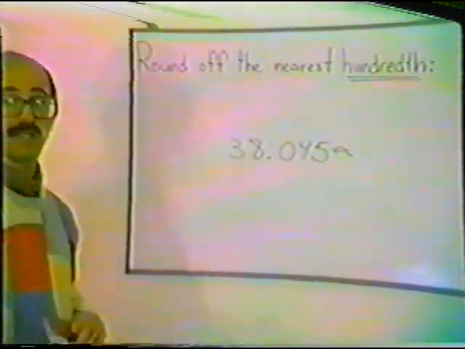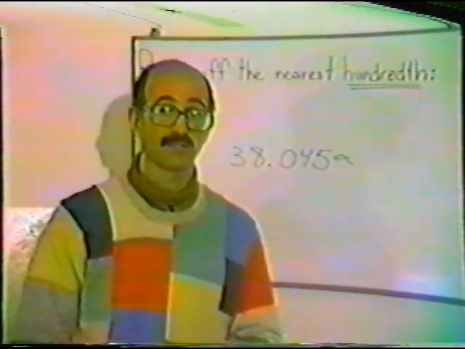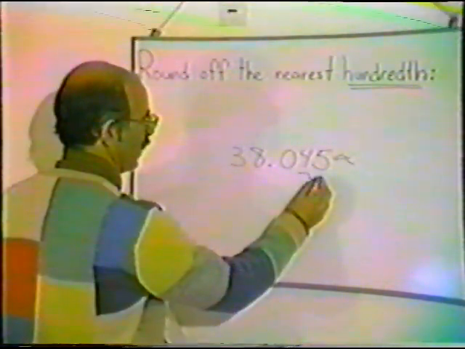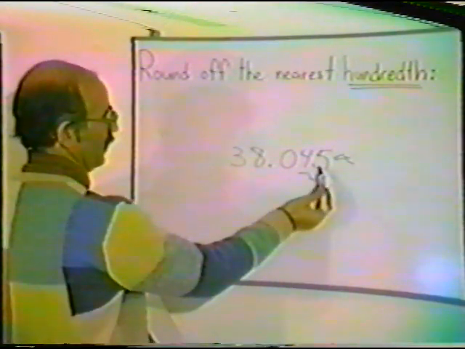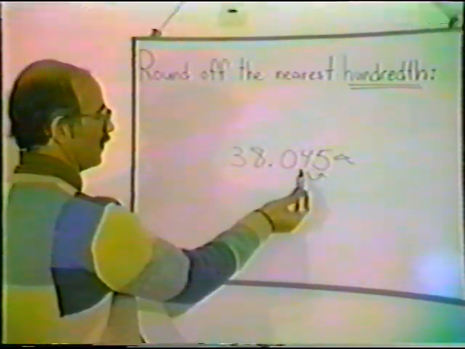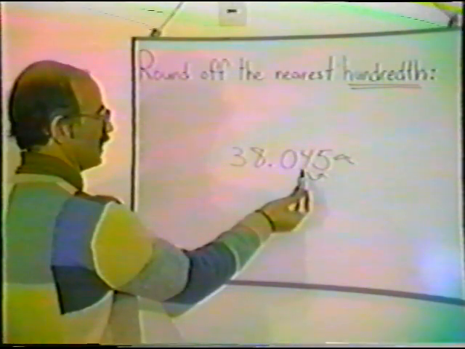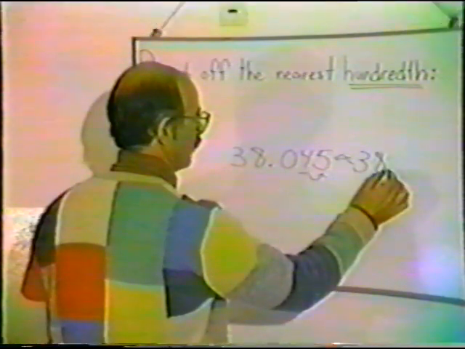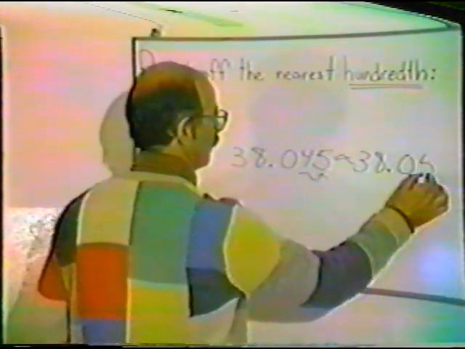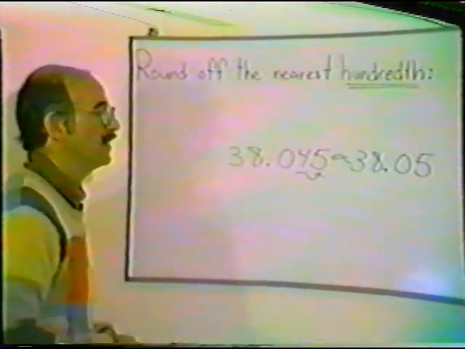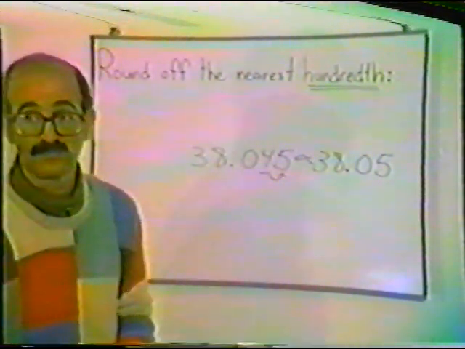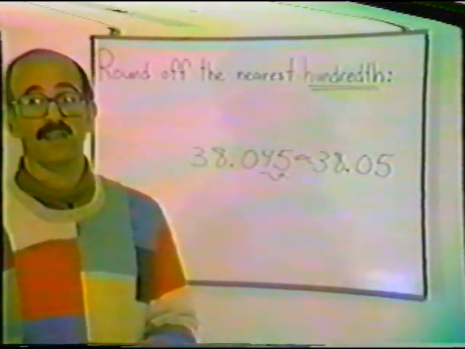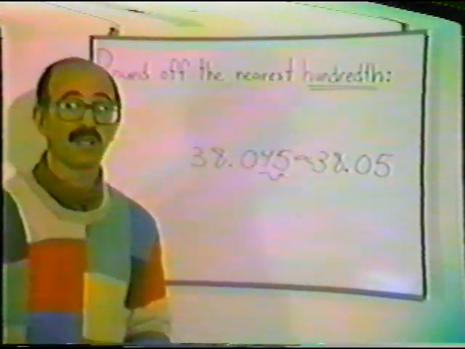38.045. Which number is in the hundredths place? 4. Underline the 4, point to the 5. The 5 tells us that the 4 goes up and becomes a 5. 38.05. Please read me that answer. 38 and 5 hundredths. Yes, that's it, and that's how you round off to the nearest hundredth.